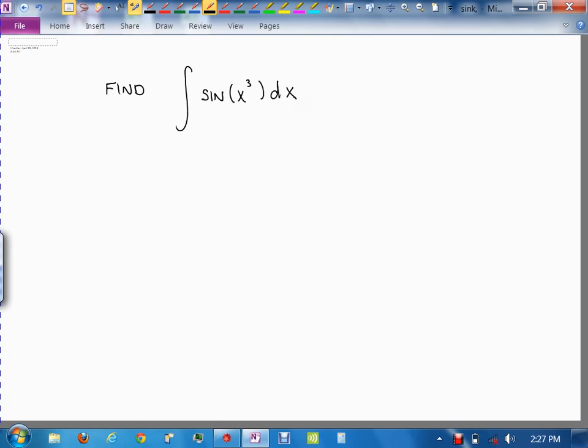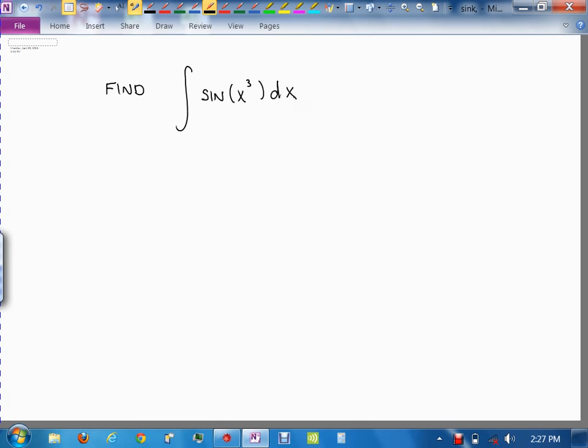This is another example of a function that you cannot integrate in closed form. There is no "this equals sine something" answer. The only way to integrate this is term by term. So the first thing we need to do is expand this thing using Taylor series.